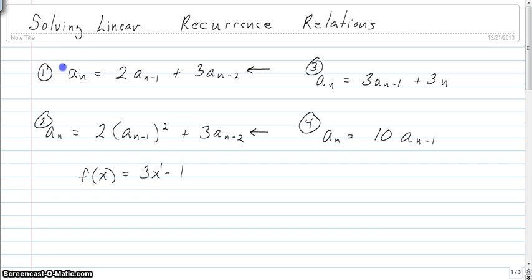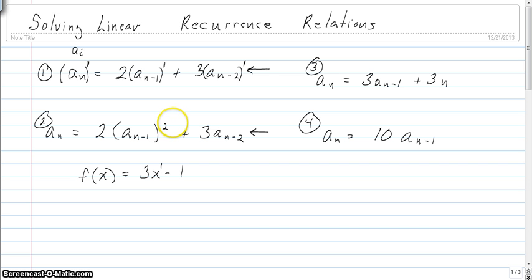So we're going to look at all of the a subscript i terms. I just say that to refer in general to a subscript n minus 1, a subscript n minus 2. I'm just calling each of those a sub i, the ith term. And each of those has exponent 1. And so that is an example of a linear recurrence relation.